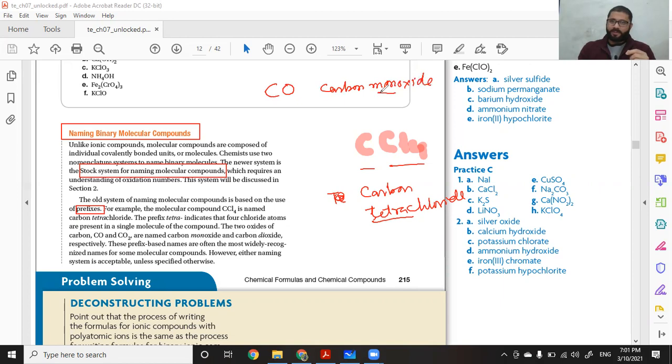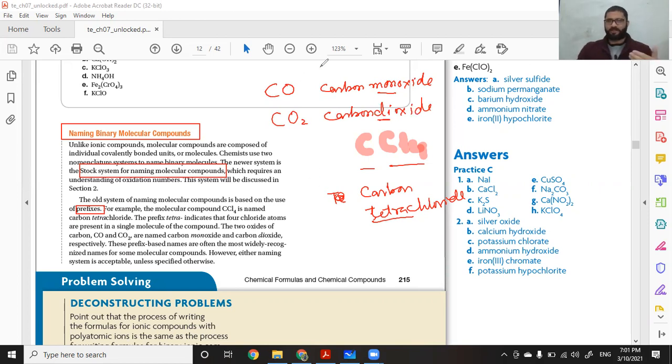So the prefix over here is mono. Mono means only one. We have one oxygen here attached with carbon. And if we have 2 oxygen attached, we can say that it is carbon dioxide. Now the word di over here is used as a prefix.